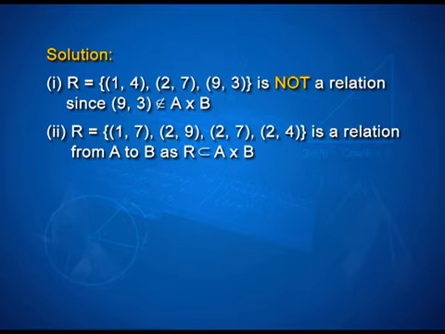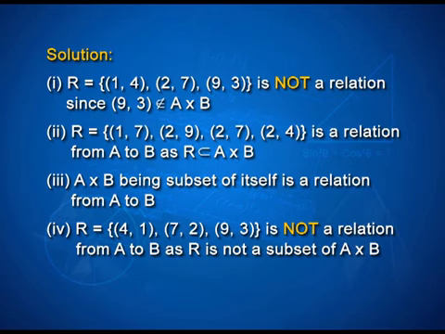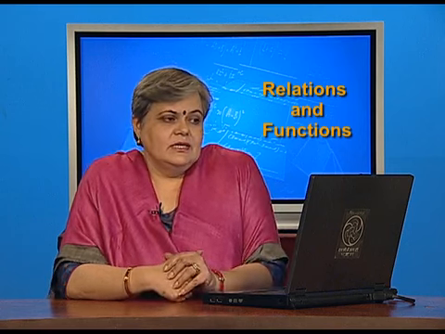Second, is this a relation? (1, 7), (2, 9), (2, 7), (2, 4). All of these elements are coming from A cross B. So, R is very much a subset of A cross B and hence a relation. A cross B being a subset of itself is a relation from A to B. Again, our last example there, R which is (4, 1), (7, 2), (9, 3), is not a relation from A to B, as R is again not a subset of A cross B.